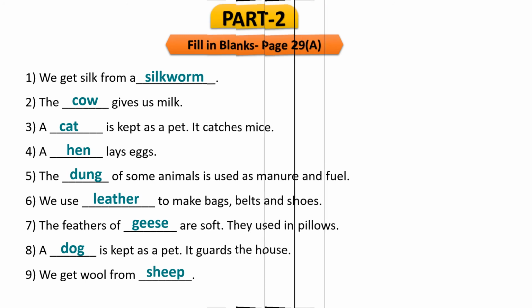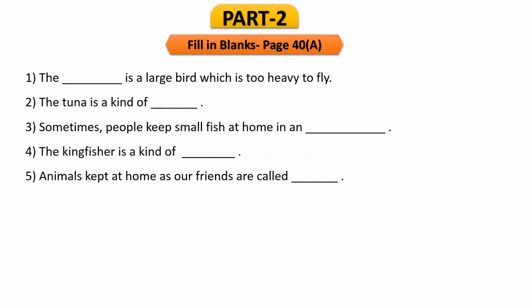Now we will talk about the fill in the blanks from page 40, question number A. Here we have 5 fill in the blanks. Question number 1. The blank is a large bird which is too heavy to fly. We have seen in our textbook the biggest bird in the world is the ostrich and it cannot fly, so the answer is the ostrich.